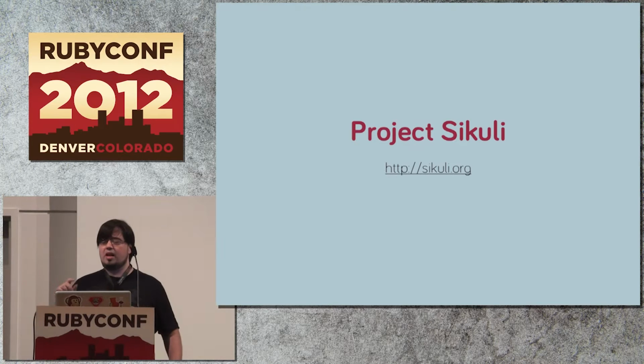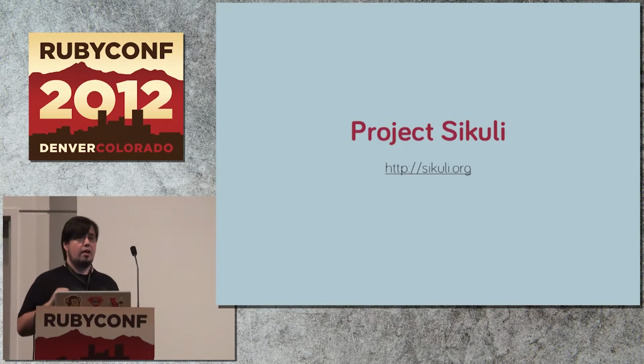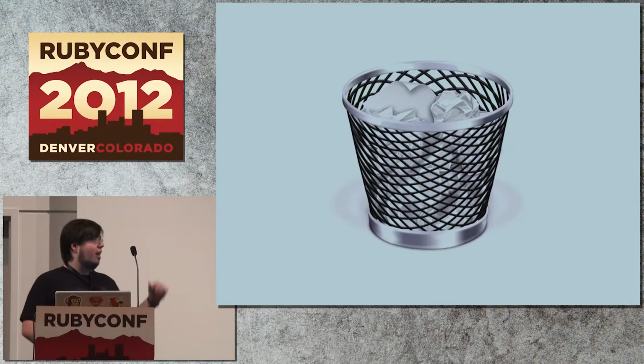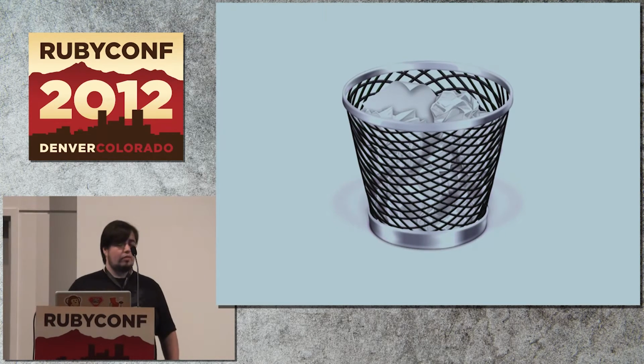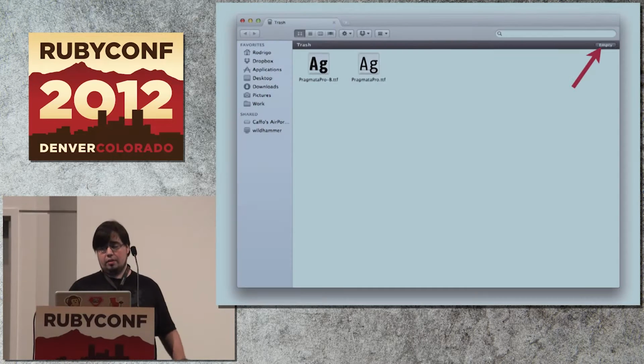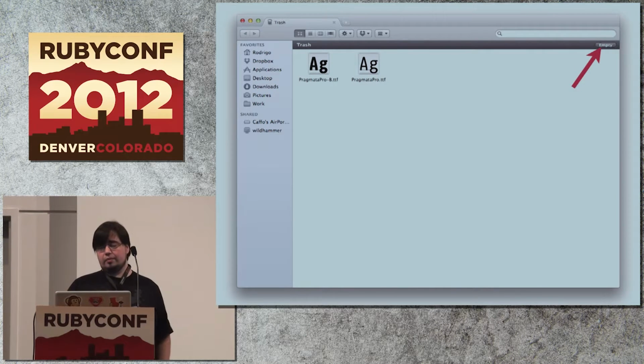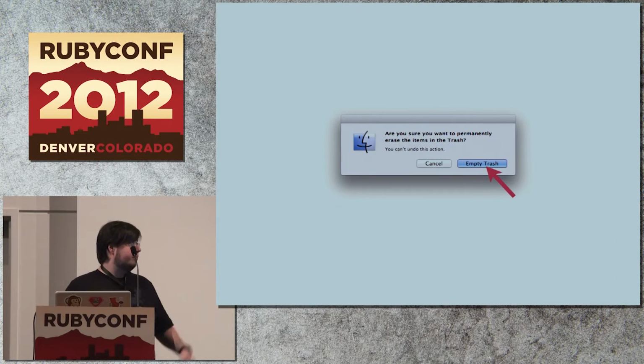Sikuli is, I think, an MIT project. It's very powerful and very different from what we have right now in our Ruby world. For example, that's the classic OS X trash can. If you want to clean up the trash, what do you need to do? You need to click on the trash can, get to this fancy trash can window, click on empty again, and confirm. How would you do that today?